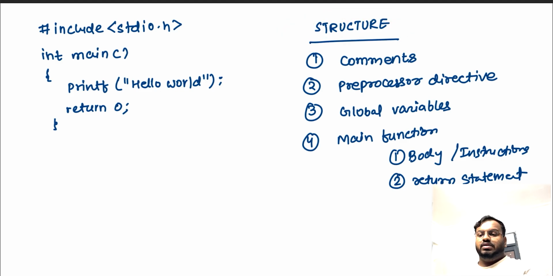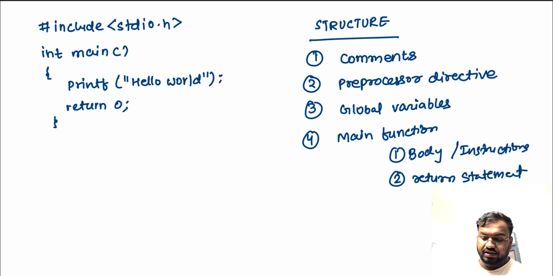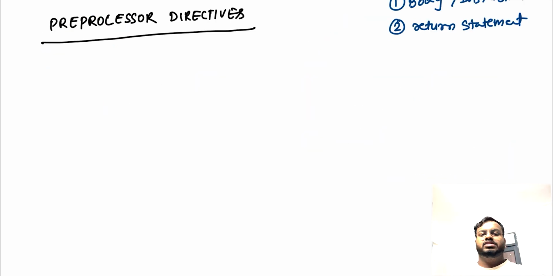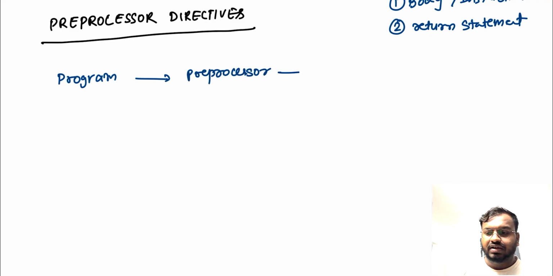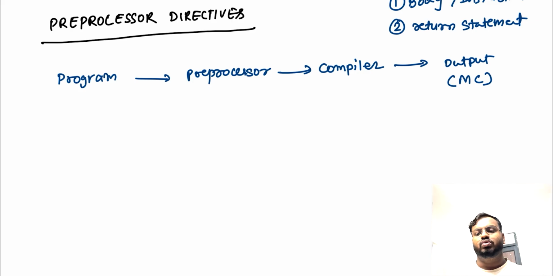Coming to the next part. The next part is preprocessor directives. So we will discuss preprocessor directives in a little more detail. Whenever you write a program and hit the run button or compile button, it will not go to the compiler directly. First it will go to the preprocessor. If you want to understand the flow of your program, this is your program. First it will go to the preprocessor, and then it will go to the compiler, and then the compiler will generate the output, that is machine code, 0s and 1s.